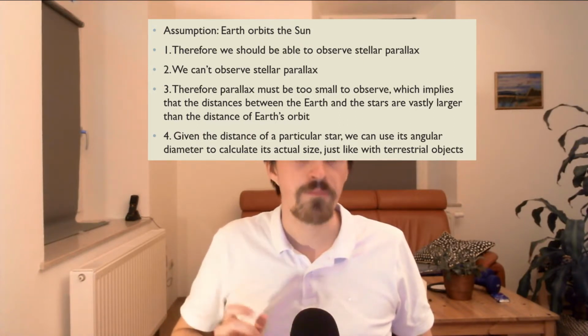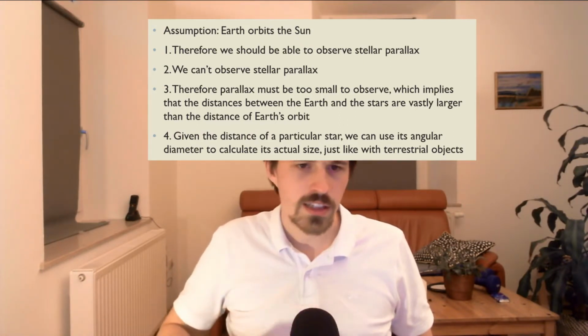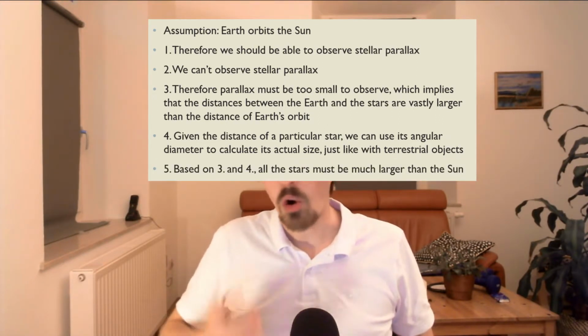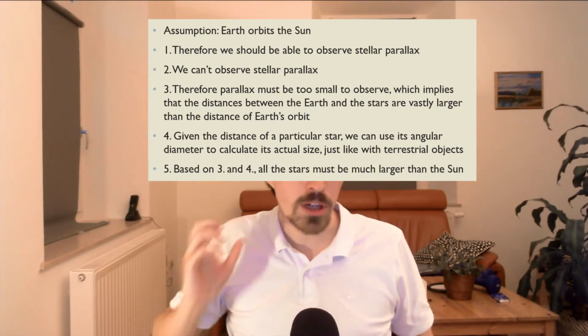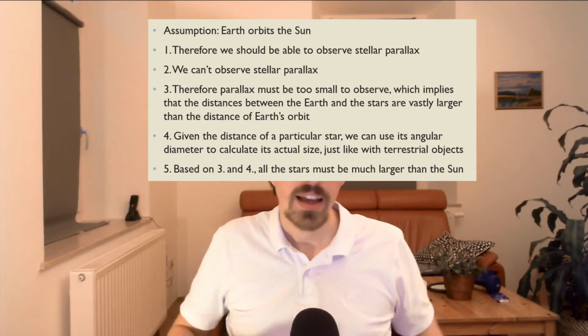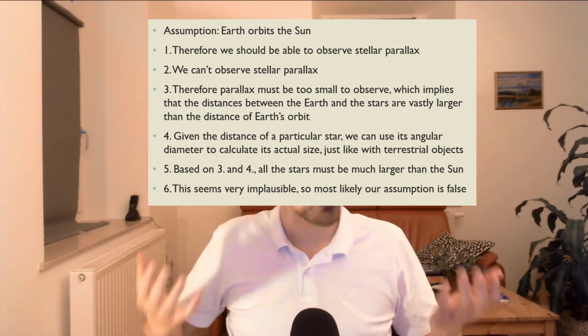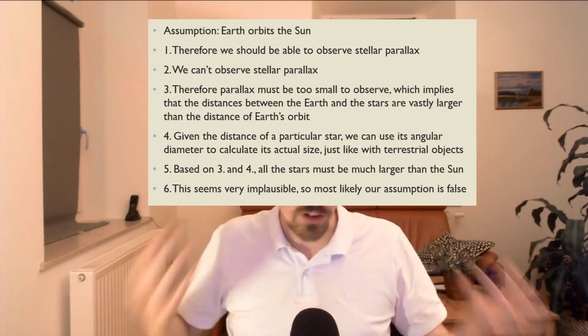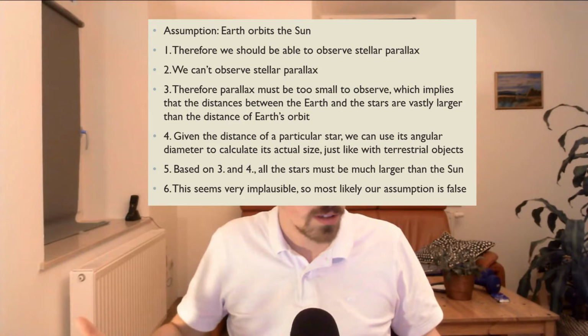Number 5. Using these distances from 3 and the method from 4, we determined that all the stars would be much, much larger than the Sun. And in conclusion, that seems very unlikely. So, one of our assumptions must be false.